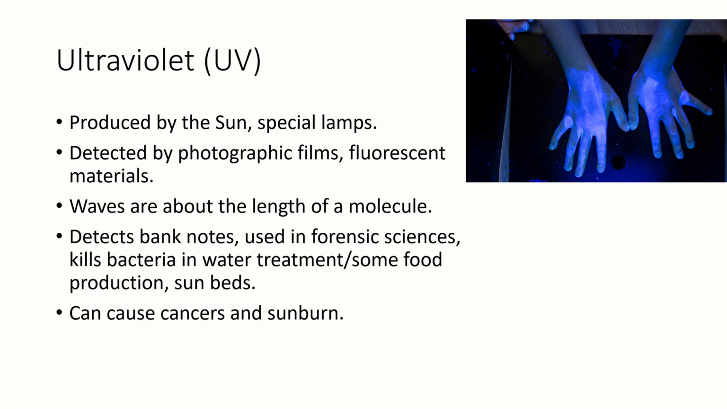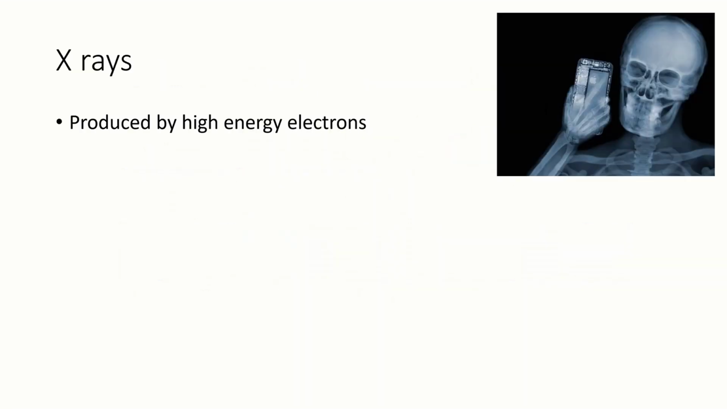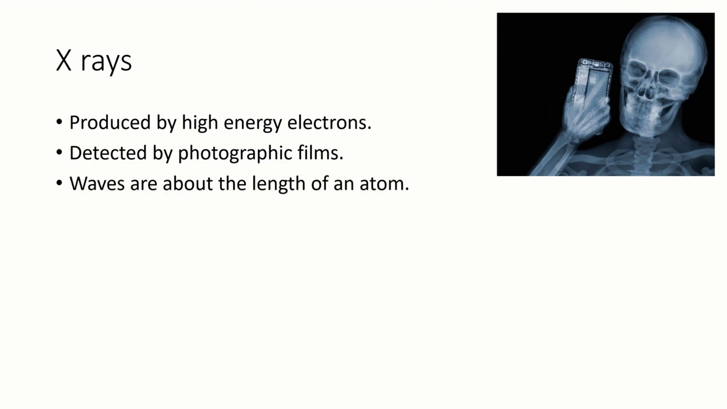Because of its short wavelength and its high frequency, it means that ultraviolet rays are very high energy. Ultraviolet is a form of ionizing radiation, and so it can cause cancer and sunburn. X-rays. X-rays are produced at very high energies and can be detected by photographic films. The waves are even smaller, about the length of an atom.